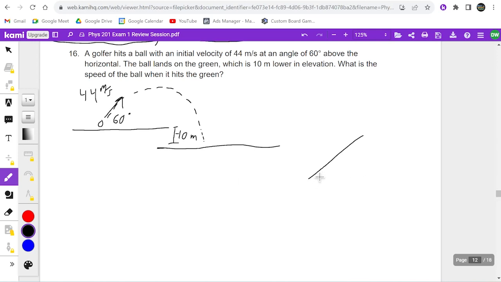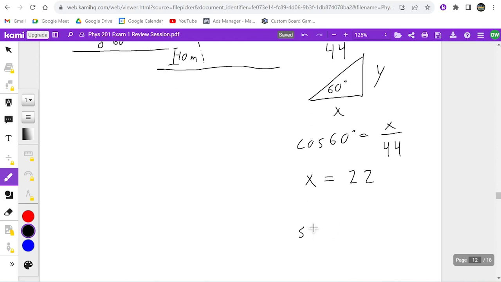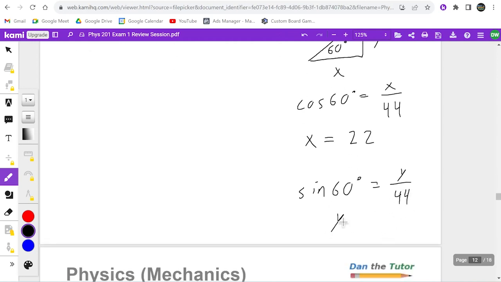So the first thing I got to do is draw a right triangle and split it up into the x and y components. This is 60 degrees. This is 44. So again, cosine is going to be the adjacent, which is x. And write small for this one. This is a pretty big problem. But cosine 60 degrees equals x over 44. So if I solve for x, 44 cosine 60, I get 22 exactly. And then if I want to solve for the y, I would say sine of 60 equals y over 44. And if I solve this for y, I get 38.1.